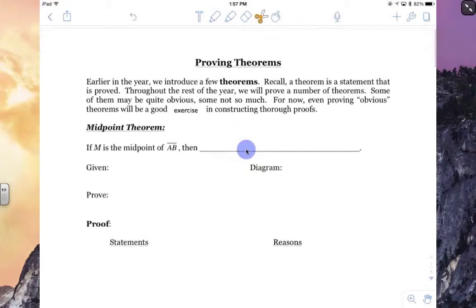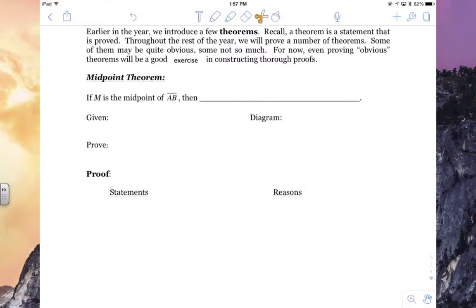So let's start with the midpoint theorem. And it says, well, we're not going to quite fill it out yet, but suppose that M, the point M, is the midpoint of segment AB. And I always find it really helpful to start by drawing a quick diagram. So let's draw a line segment, AB. So there's the segment. Let's draw its two endpoints, the point A and the point B. And let's draw its midpoint and label that M.